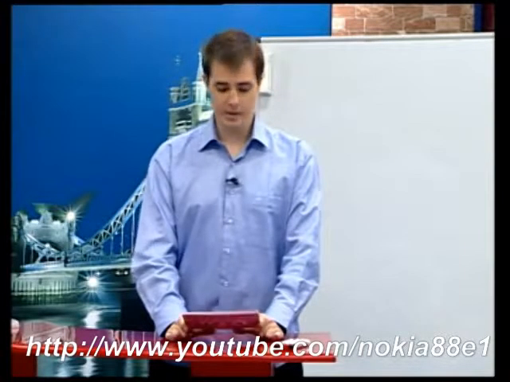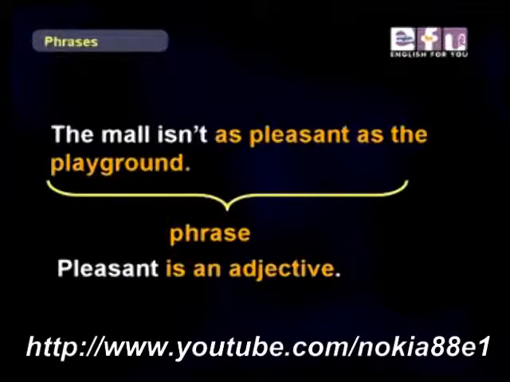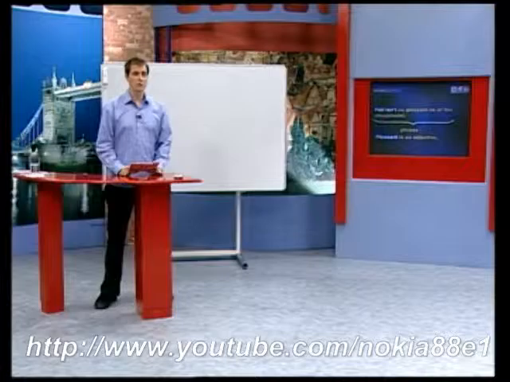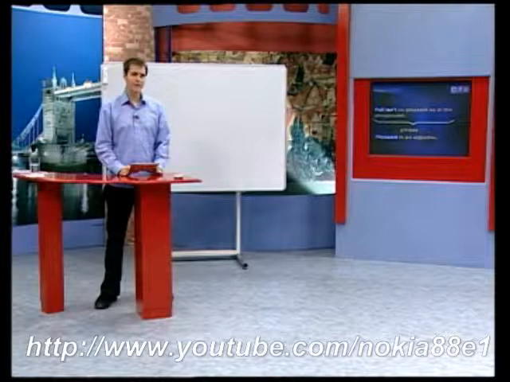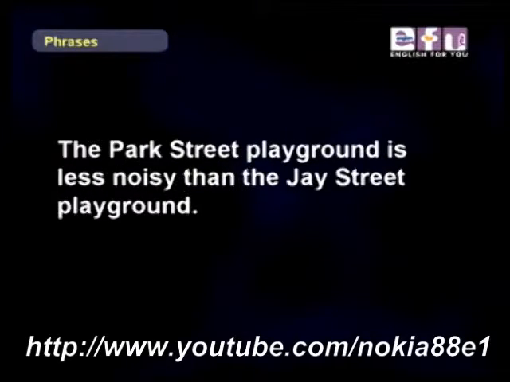Well, in the first sentence, as much as her brother is the phrase, and much is an adverb. In the second sentence, as pleasant as the playground is the phrase. Pleasant is an adjective. Comparative forms are used with than. Please take a look at these examples. This playground gets more crowded than the playground on Elm Street. The Park Street playground is less noisy than the J Street playground.